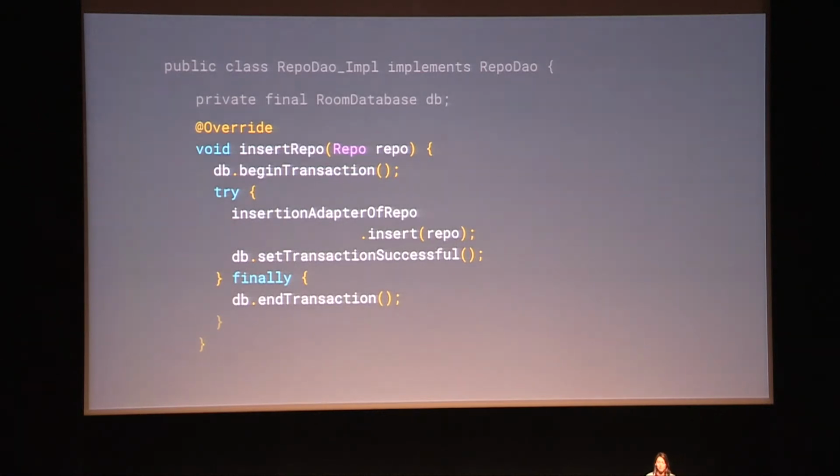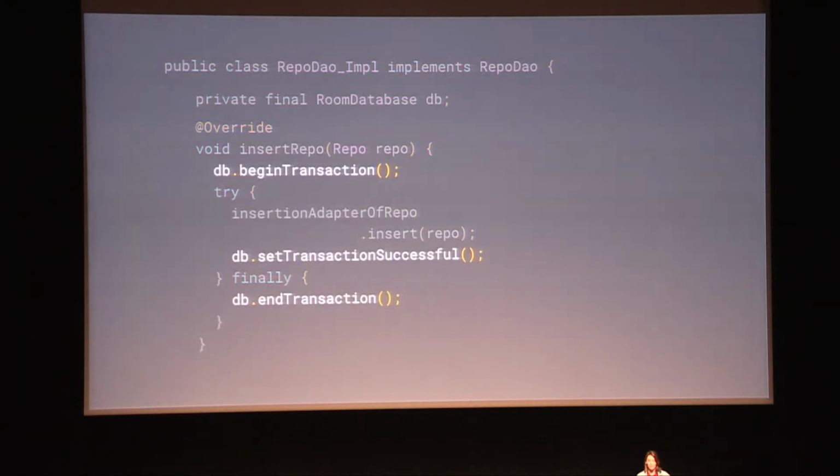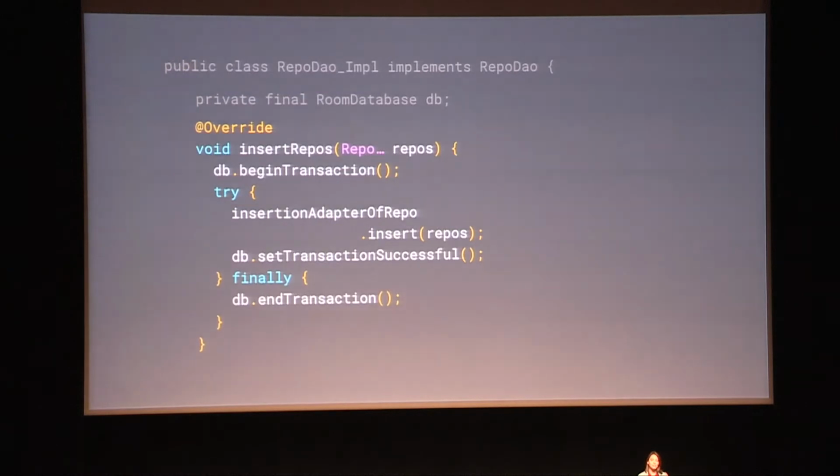So it will start the transaction, then insert the data, then set the transaction as successful, and then add transaction. What's important to remember here is that Room handles the transaction for us. So it makes sure that the operations that we're doing here are atomic. This means that if you want to insert a list of repositories, Room will make sure that this insertion of lists is also atomic in one transaction.